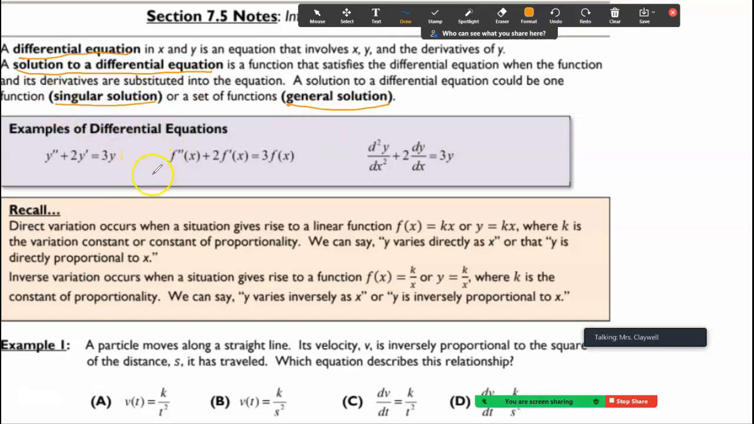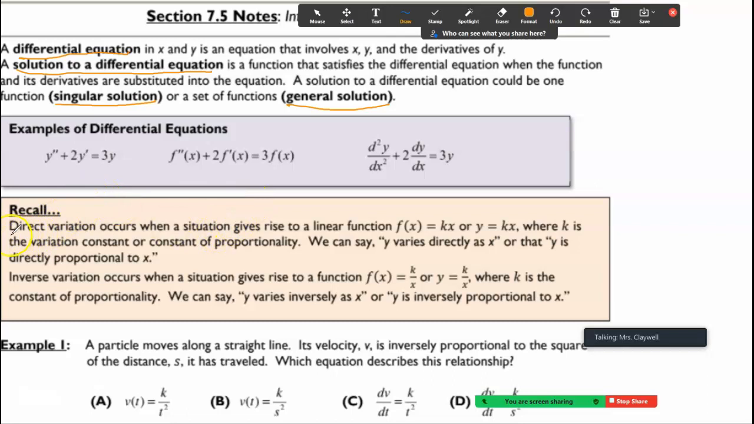So what we see here in the purple are some examples of differential equations. Notice how we have the original, first derivative, second derivative, so basically y and its various derivatives. We have f double prime, f prime, f, so we have the original, first derivative, second derivative. So basically we have an equation that shows the relationship between the function and its derivatives.